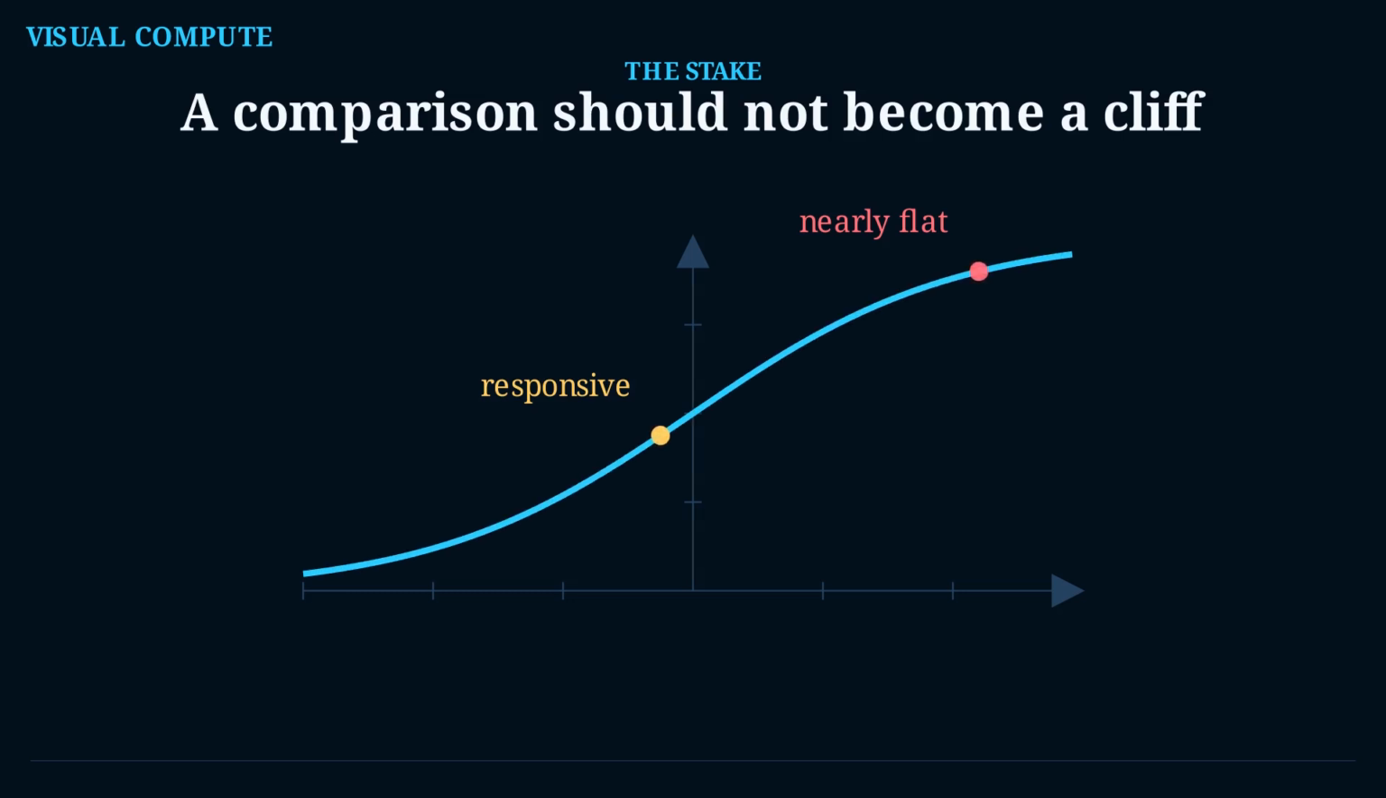That is our visual stake. Useful attention should be able to compare alternatives. If its scores become too extreme too early, the comparison turns into a cliff. One option wins, and nearly everything else disappears.